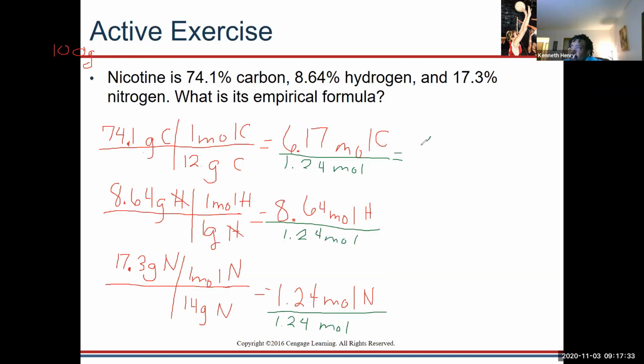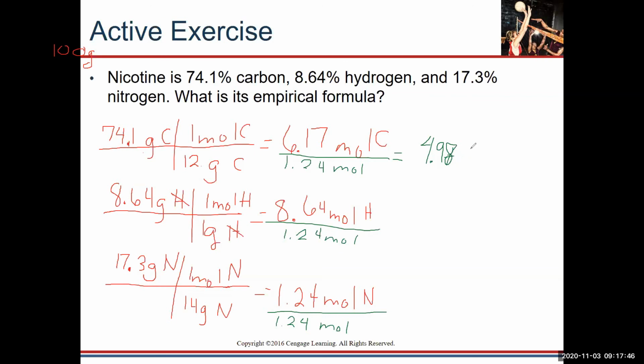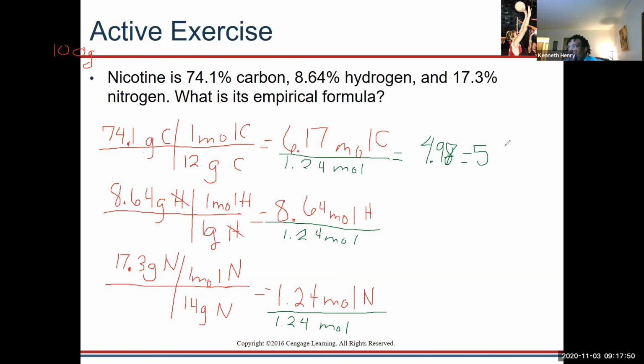So this gives me 4.97. Or sorry, 4.97. Is that close enough to 5? Yeah. So we can say 5 carbon.